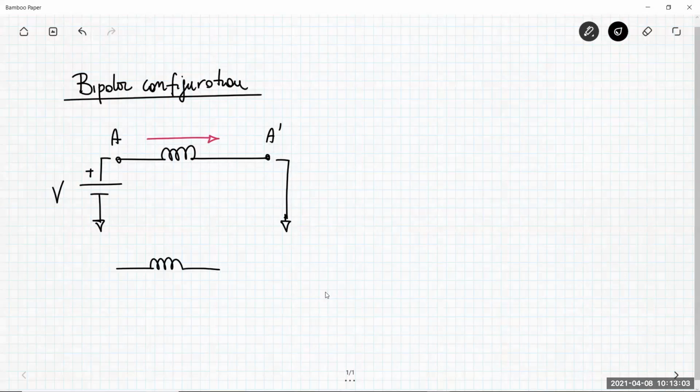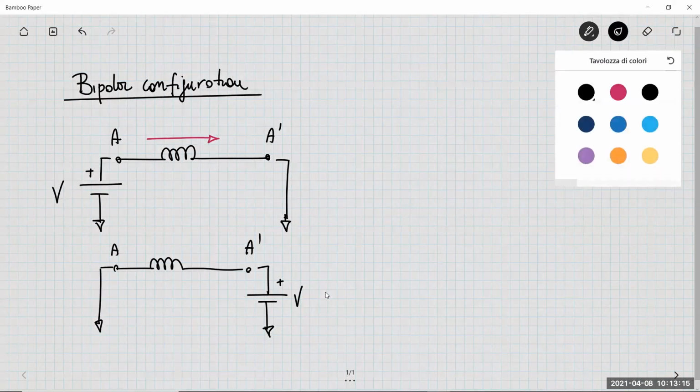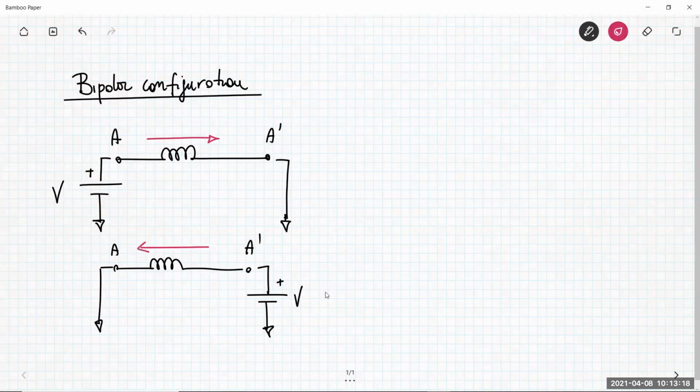You can have A prime connected to a power supply. Let me call this again V, and A connected to 0. And then in this case, you have this current flowing in the opposite direction. This is what we have in the picture, for example, part A of the slides.